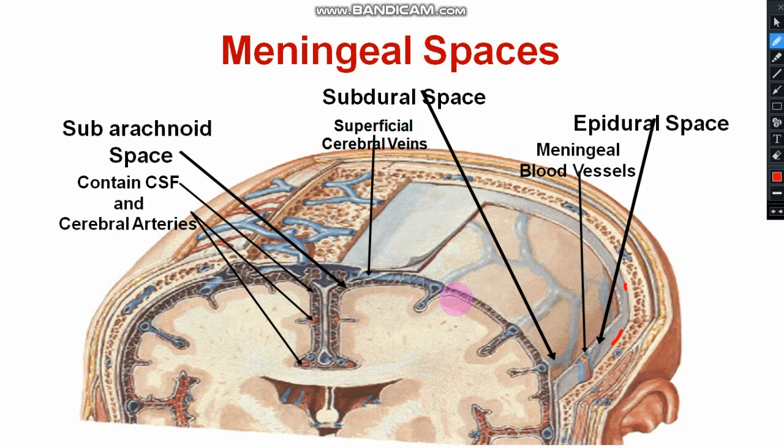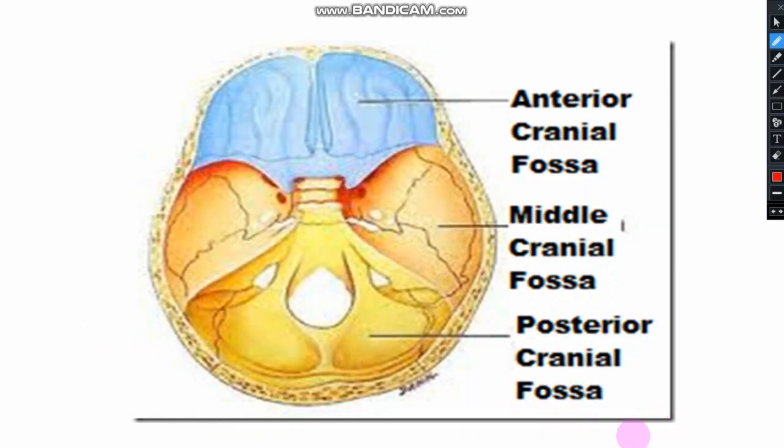There is no subpial space because the pia mater is tightly adherent, without any space, with the brain. After removal of the brain, what we see is the floor of the cranial cavity.